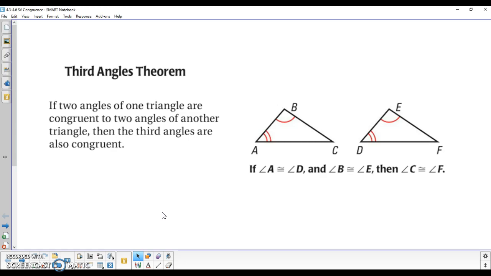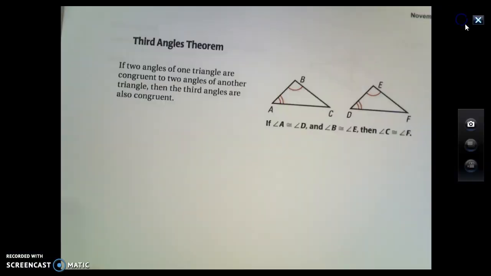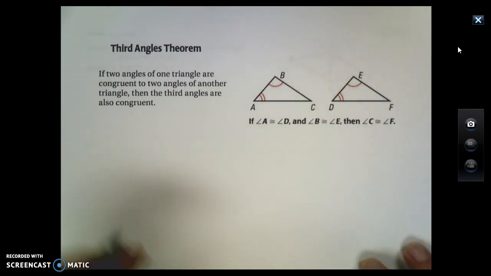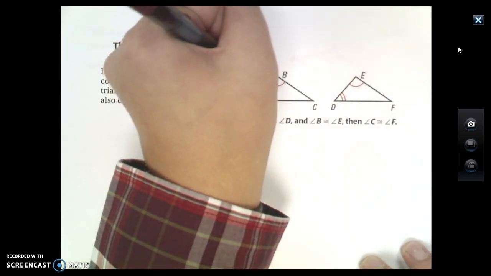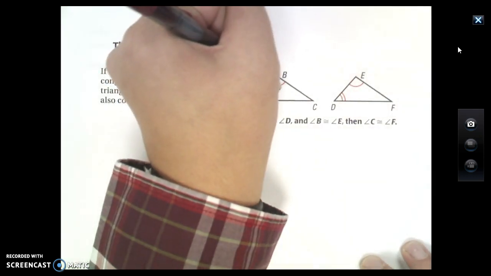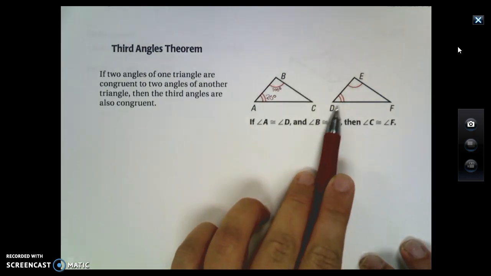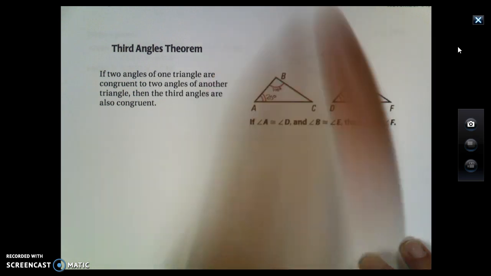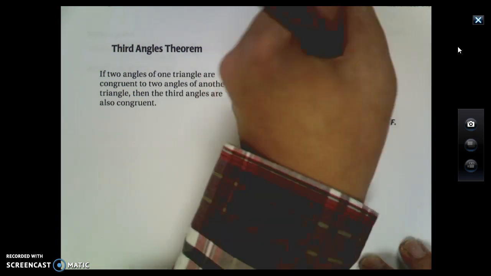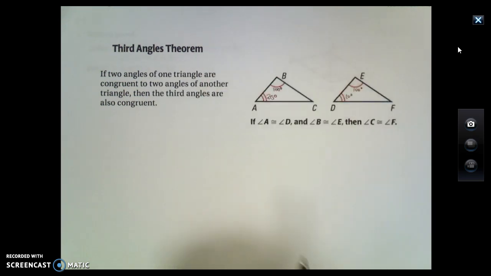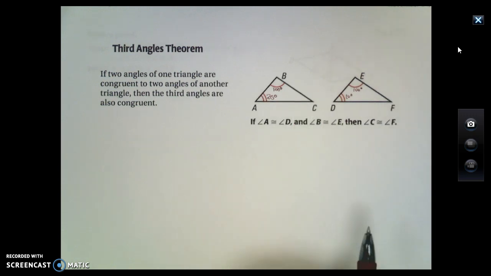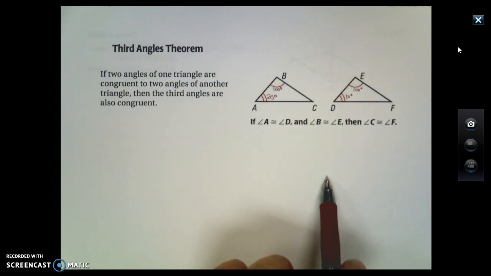I'll use some numbers to make sense of this. Let's say, for example, this is not a formal proof, but an informal way to show this to you. If angle A was 20 degrees and angle B was 100 degrees, then obviously by the markings in DEF, angle D would have to be 20 degrees, and likewise angle E has to be 100 degrees. So the third angles theorem is saying that C and F have to be congruent to each other since I have two pairs of congruent angles.